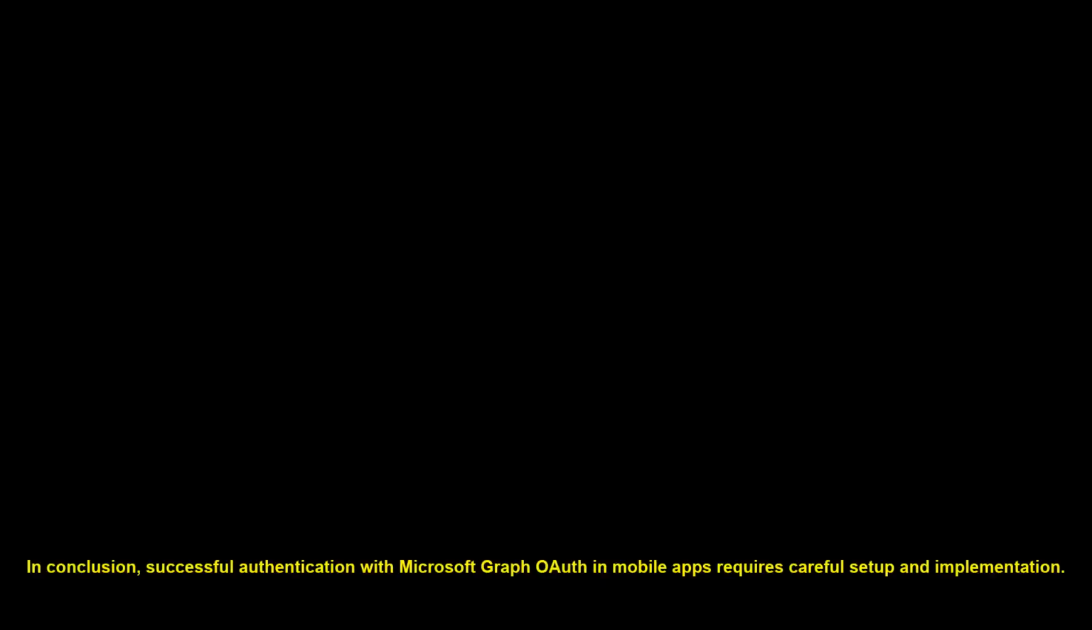In conclusion, successful authentication with Microsoft Graph OAuth in mobile apps requires careful setup and implementation. Following these steps will enable a secure and efficient authentication experience for your users.